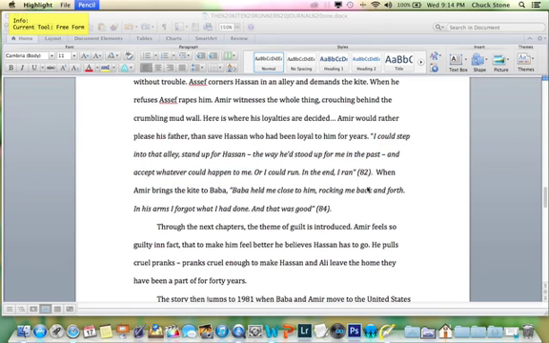Also, I like the way that she has worked a quotation into a sentence. When Amir brings the kite to Baba, the quote begins here. It goes straight into the quote. "Baba held me close to him," and so on. That's a good way to fold a quotation right into a sentence, although you don't want to have what are called orphan quotes. You want to be able to explain those.